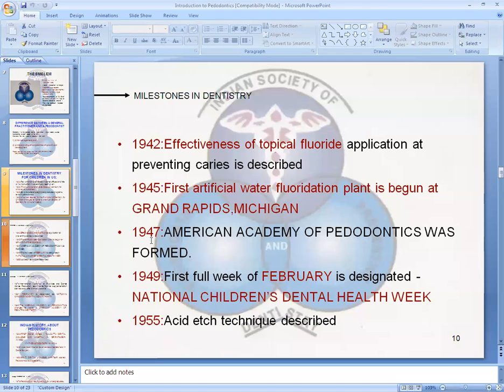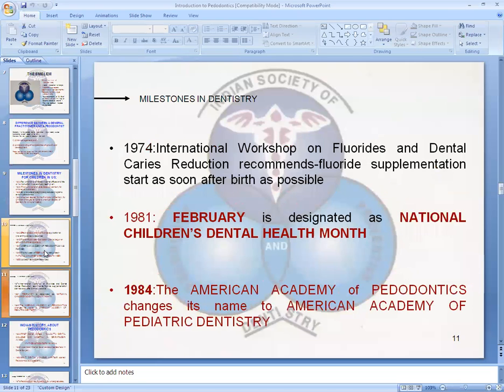In 1947, the American Academy of Pedodontics was formed. In 1949, the first full week of February was designated as National Children's Dental Health Week. In 1955, the acid etch technique was described. In 1974, the International Workshop on Fluorides and Dental Caries Reduction recommended fluoride supplementation start as soon after birth as possible.